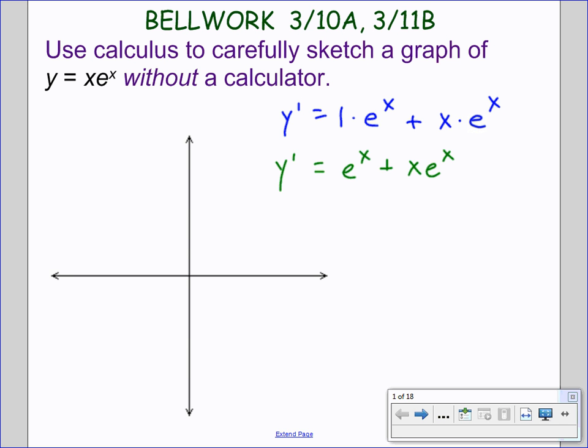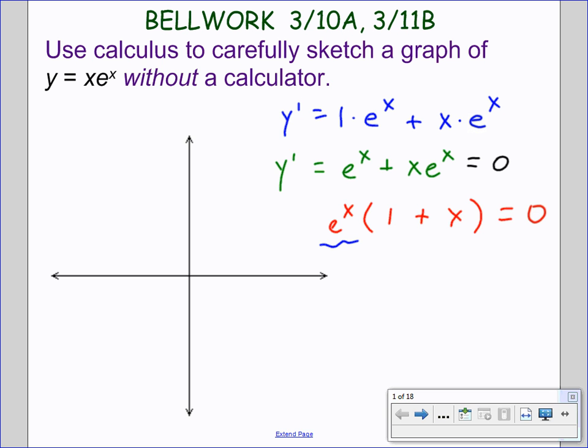Next, are there any values of x for which y prime equals 0? I don't know. Let's set it equal to 0 and solve. It looks like factoring is our friend. We'll factor out an e to the x, which leaves me with the quantity 1 plus x. By setting each individual factor equal to 0 and solving, using the zero product property, I'm able to determine my critical values.